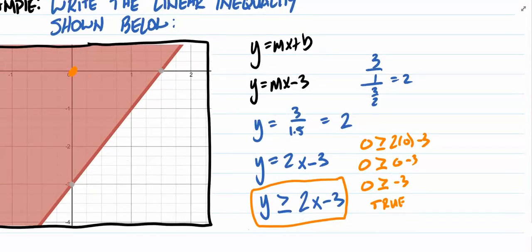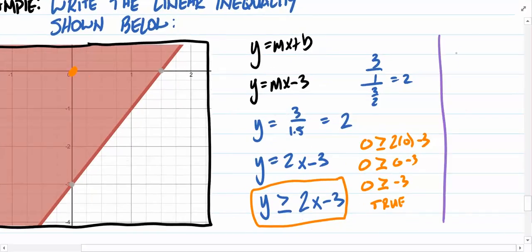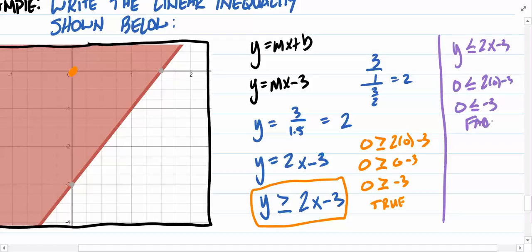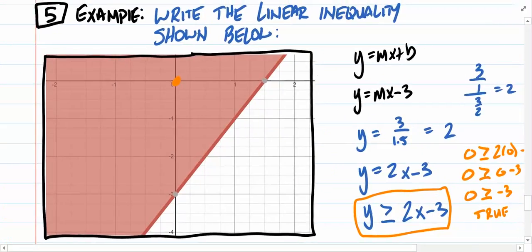Again, what if I didn't know that? What if I accidentally made a mistake? What if I said that 0 was less than or equal to 2x minus 3, and I took a test point 0, 0? So 0 is less than or equal to 2 times 0 minus 3. Is 0 less than or equal to negative 3? No, that would be a false statement. So that's how I know my inequality direction is correct, of y is greater than or equal to 2x minus 3.